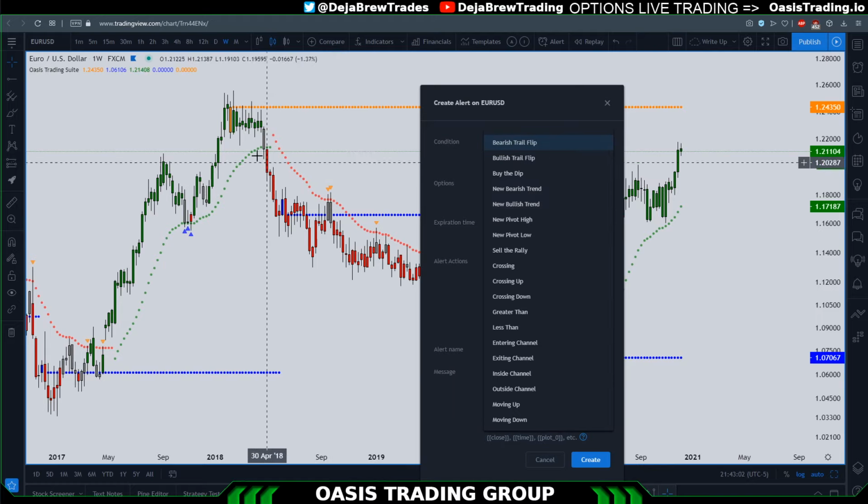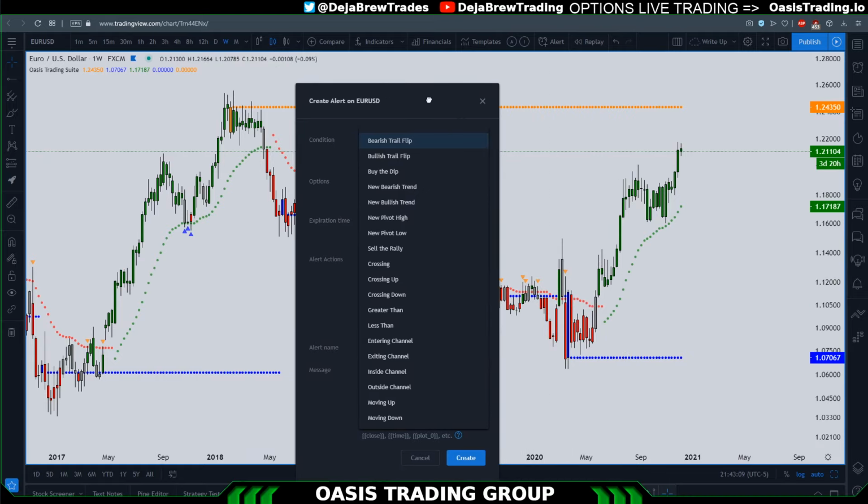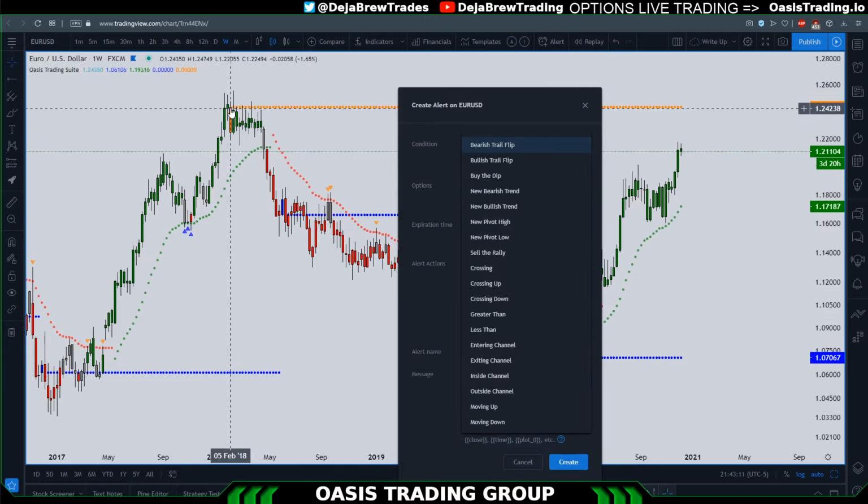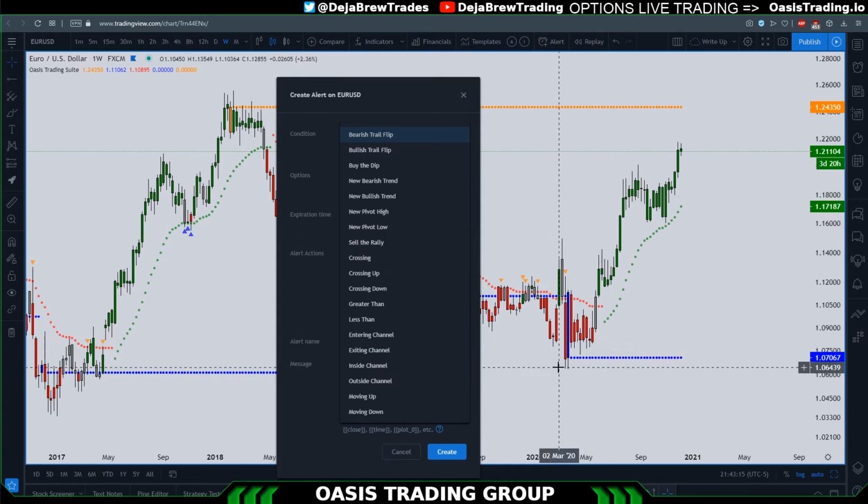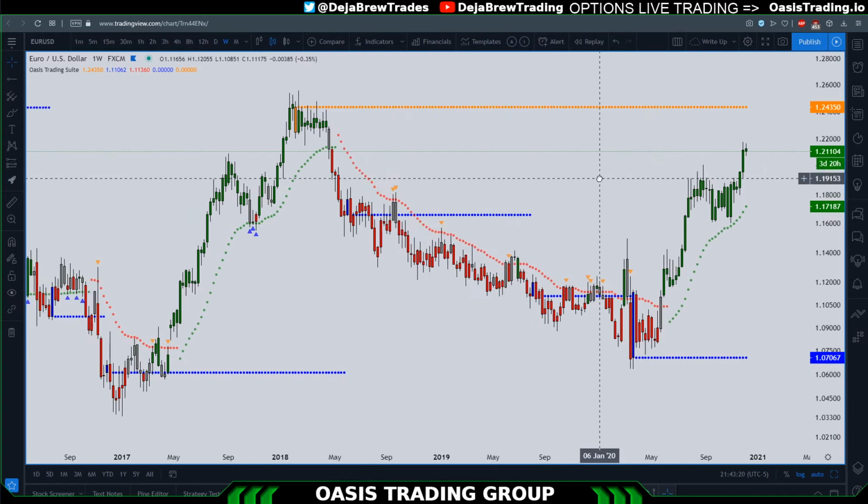New bearish trend is when the candle colors turn red. New bullish trend is when the candle colors turn green. New pivot high is when an orange pivot is made. New pivot low is when a blue pivot is made. Okay? Those are all the alerts.